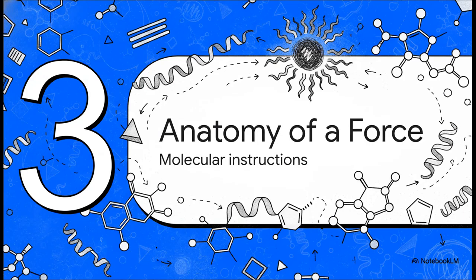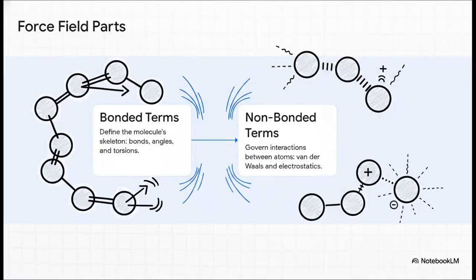All right, Section 3, anatomy of a force. So what's actually in this master equation? Let's pop the hood and break it down. You can think of it like a molecular instruction set. It's really split into two big categories. First up, you have the bonded terms. These define the molecule's own structure: the chemical bonds holding it together, the angles between those bonds, and the way the bonds can twist around. They're like the molecule's skeleton.